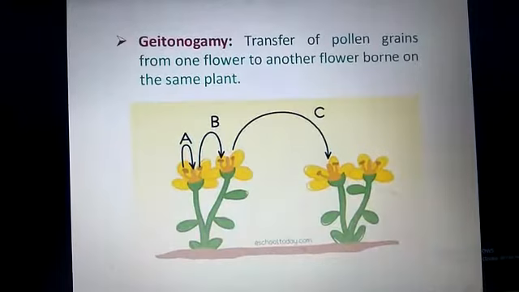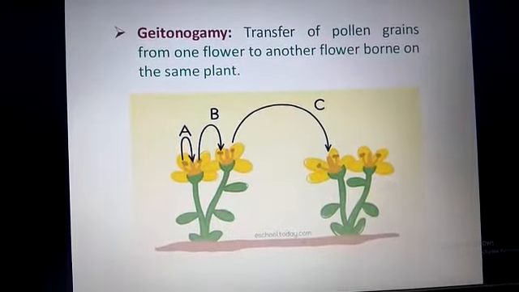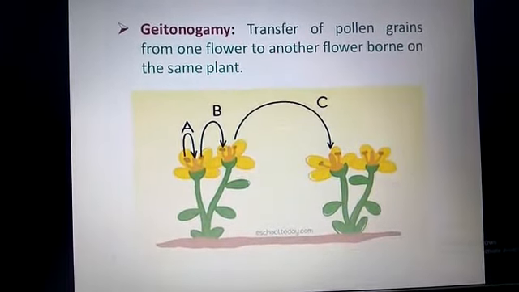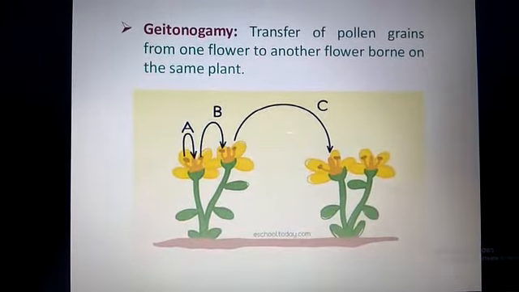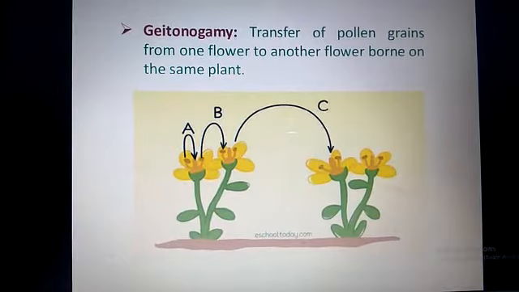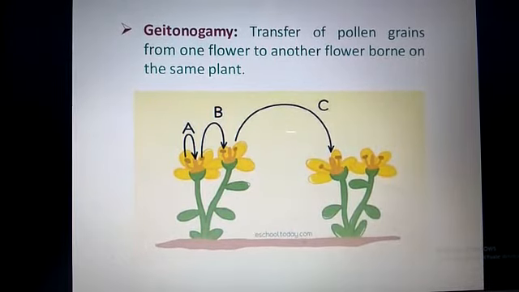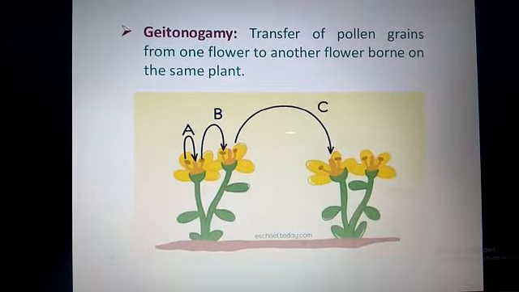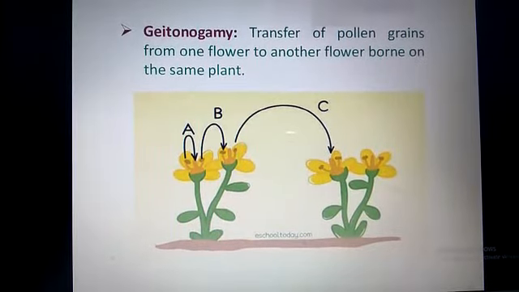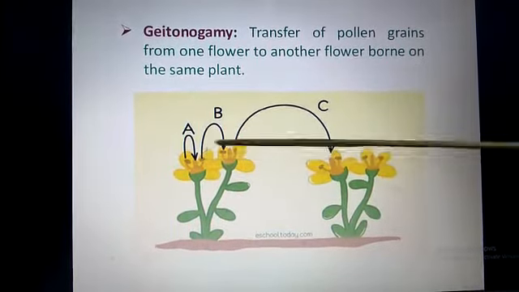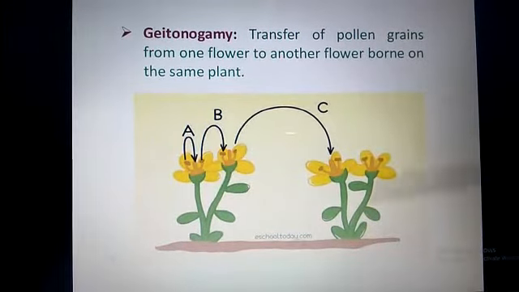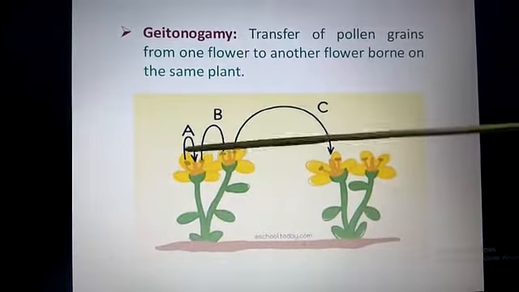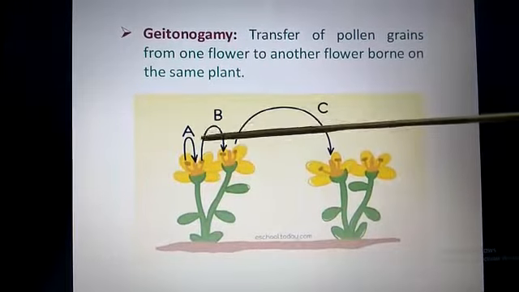Now let us go to the second type of self-pollination, that is geitonogamy. Now in geitonogamy self-pollination, the pollen grain is transferred from one flower to another flower borne on the same plant. Now look at the picture. There are three flowers here, A, B, and C. Okay, please ignore this C flower for a while. Concentrate on A and B.